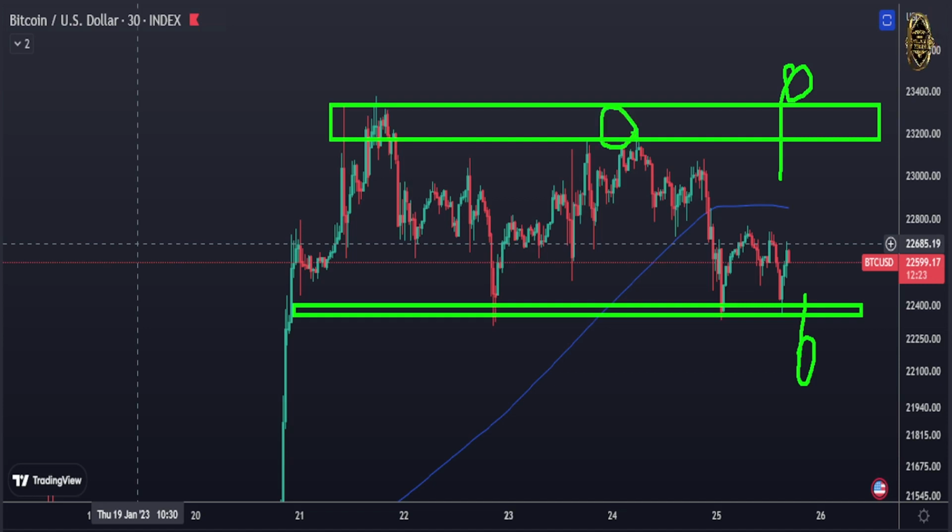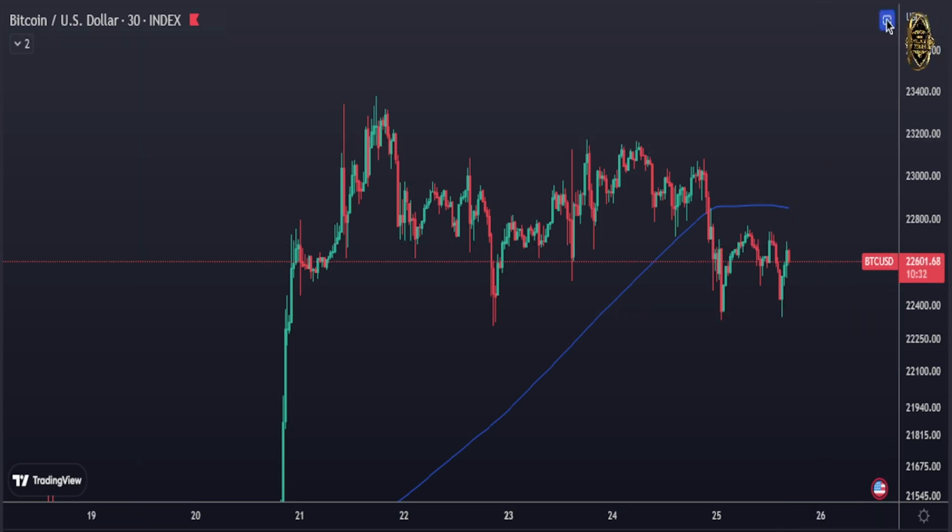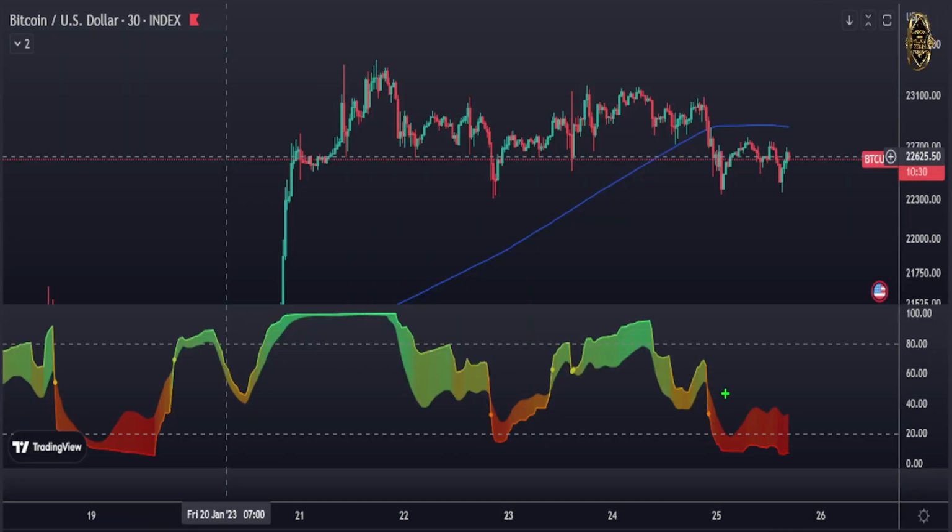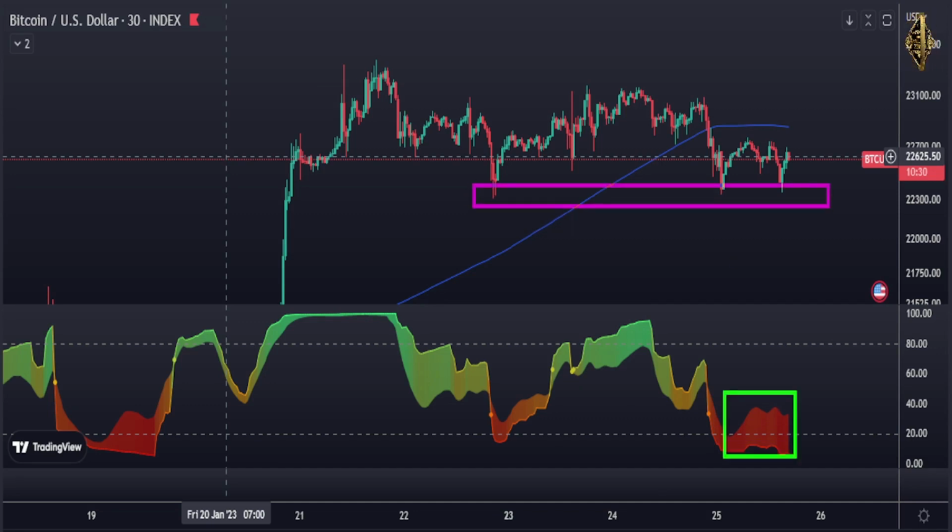It fell down from the top here. Now it gives you a double bottom. Maybe it's going to go back up here. Also staying sideways now, so you need to wait. Let's see what our indicator is saying. Our indicator entered here into the oversold area. So now we need to look for a buy, because you are in a very strong supply and demand zone.